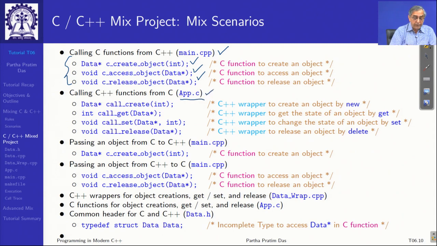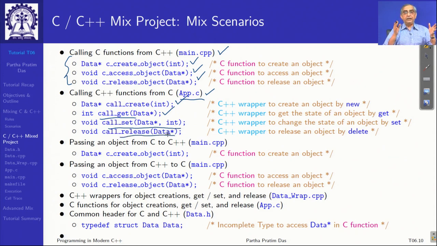App.c is written in C. So, it will be calling C++ functions to get C++ resources, the equivalent of that C++ accesses. So, it will have a function to create an object, which will call into C++ to create an object. It will have a C++ wrapper that will be called for getting data, then similar for setting data, and finally for releasing it.